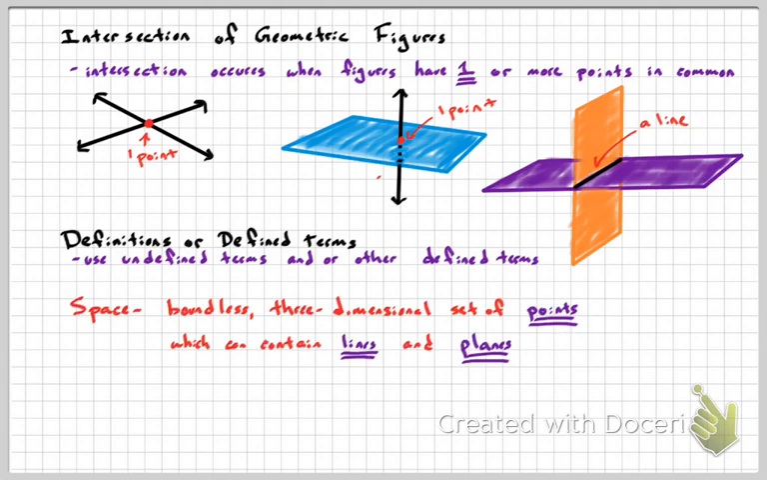Last but not least, just some definitions to throw out. So eventually we will have lots of terms that have definitions, and we use points, lines, and planes to describe them. All right, and we will eventually also have things called theorems and postulates. And then the last thing to understand what we're doing, geometry is a lot about the study of space and how objects interact with each other in that space. So space is a boundless three-dimensional set of points which can contain lines and planes. So notice I'm using those undefined terms to make a definition of space.